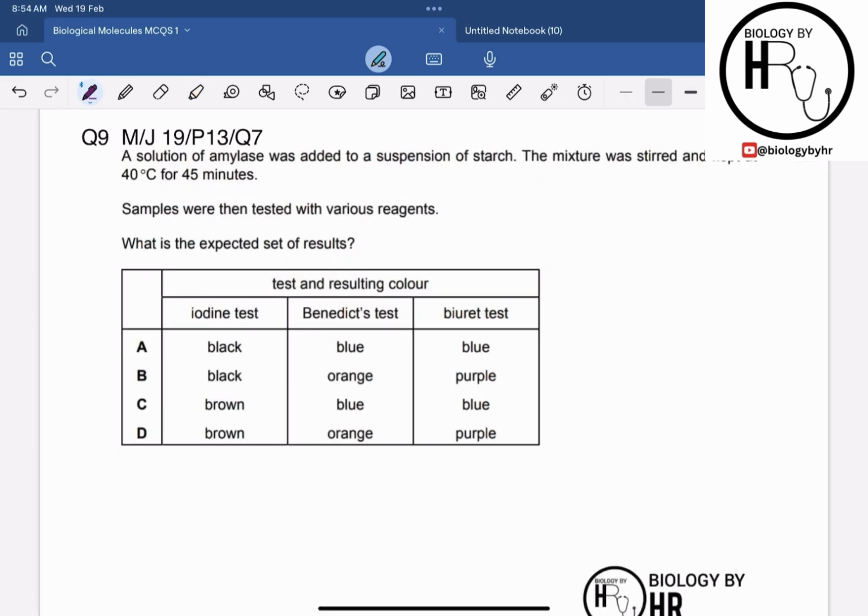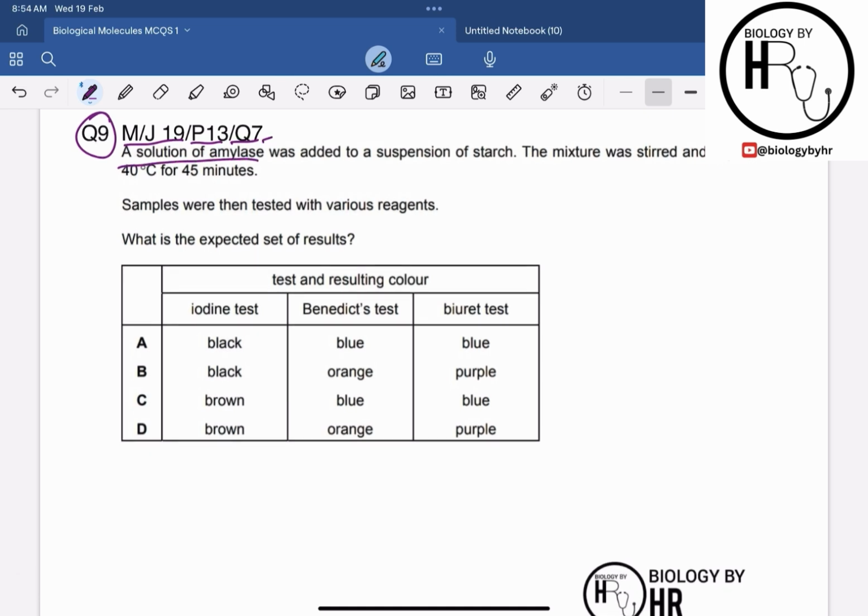Alright, so now let's move on to question 9 over here. Question 9 is from May-June 2019, paper 1-3, question 7. It says that a solution of amylase, which is an enzyme which digests the starch, was added to a suspension of starch. The mixture was stirred and kept at 40 degrees Celsius for 45 minutes. The ideal temperature for the enzyme amylase is from 35 to 40 degrees Celsius, right?